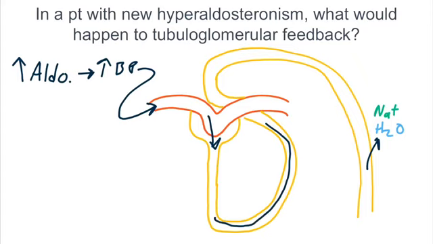Therefore, there would be more delivery of sodium and chloride to the macula densa, which is around this region. The increased fluid flow to the macula densa would cause it to decrease its paracrine signaling to the juxtaglomerular cells. Thus, renin secretion would decrease. In other words, tubuloglomerular feedback from the macula densa to the juxtaglomerular cells would decrease in a patient with hyperaldosteronism. And this helps the kidneys maintain a normal GFR during a state of high aldosterone.